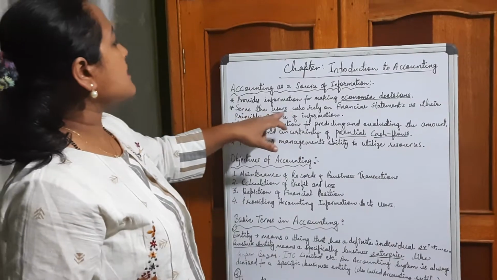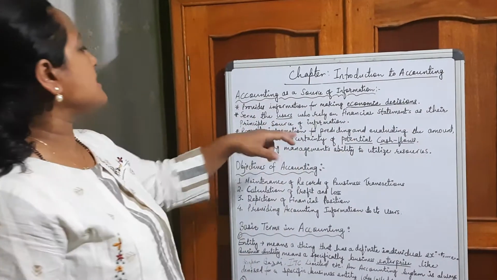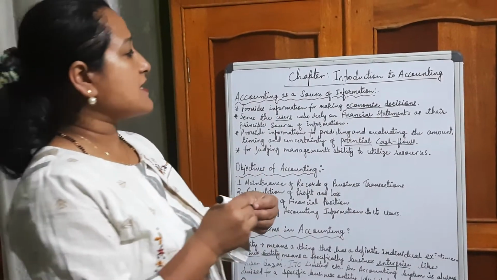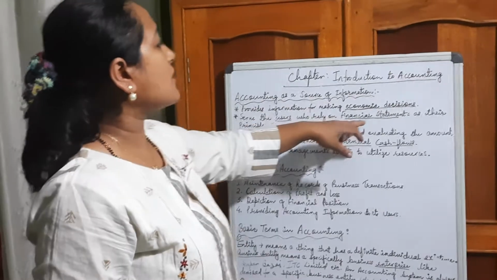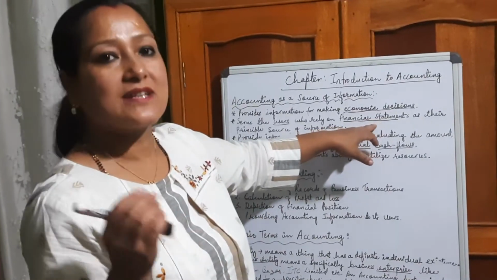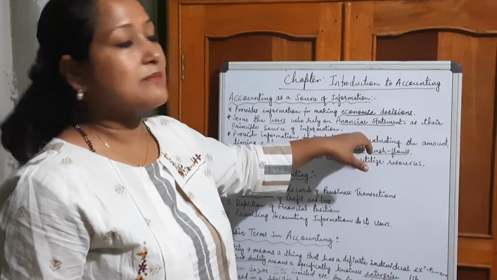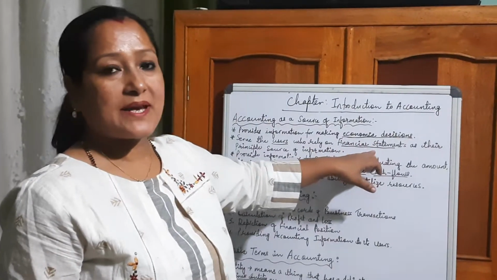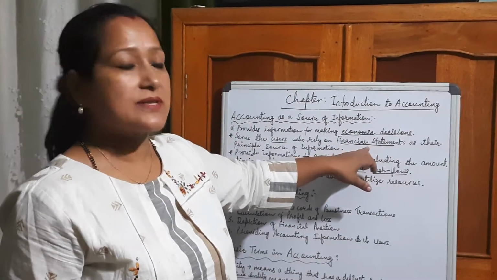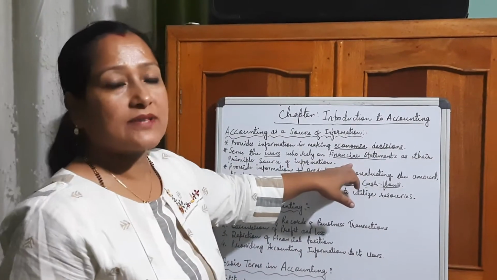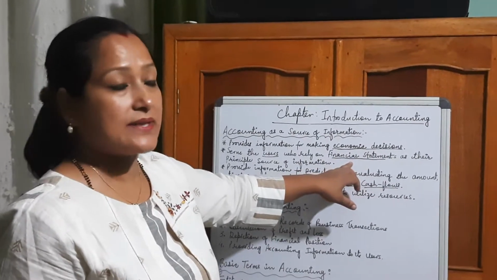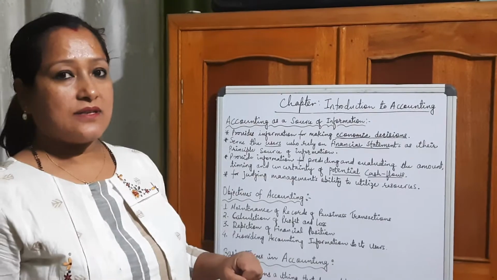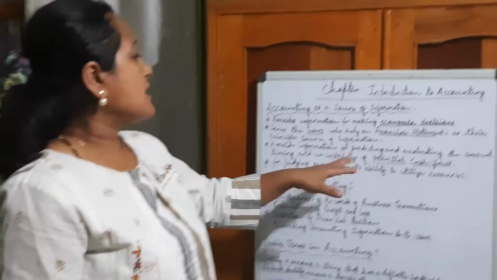Second one, it serves the users who rely on financial statements as their principal source of information. Now here comes the financial statement. Financial statement is the result that I was talking about. After doing accounting, there will be statements they produce, and that is known as financial statements. The names of these financial statements are profit and loss account, balance sheet, cash flow statement, board of directors' reports, like that. This financial statement serves the users. Users means external and internal users. Got it? So this is very important.